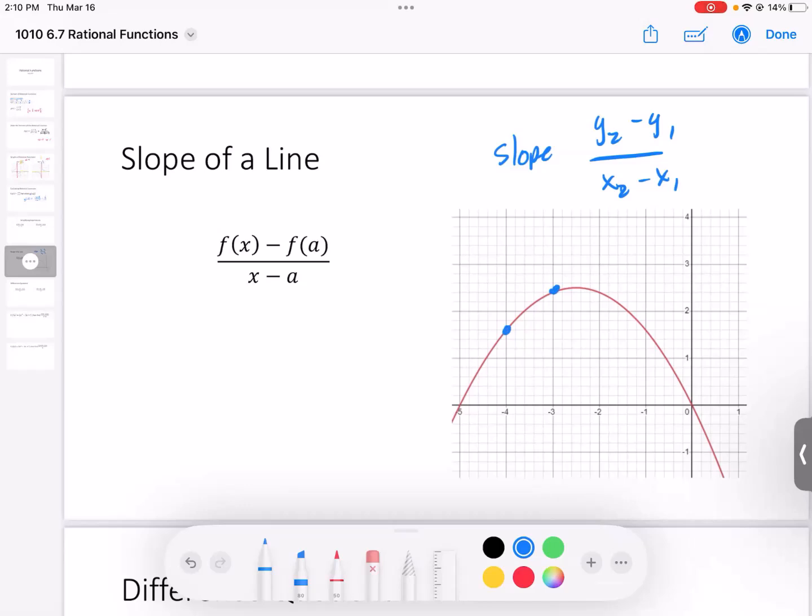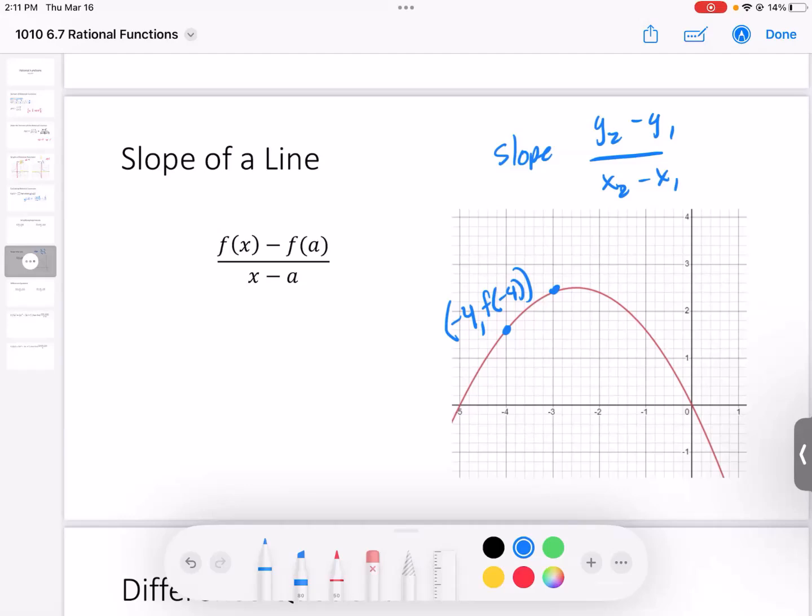Well, the x coordinate would be -4, but the y coordinate is the function value at -4. Because remember, the y-axis tells us the output when you input whatever number you're talking about into the function. And so essentially, this formula is the slope formula, but written in function form. Does that kind of make sense?